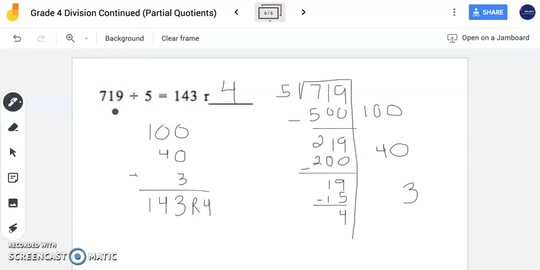In fact, it probably got you close to that, and you would have to subtract and figure out what your remainder is. Now, during today's activities, you are welcome to use partial quotients. You are welcome to use the standard algorithm. The first video on grade 4 division focuses on the standard algorithm. This video focuses on partial quotients. You can select either method for today's activities.